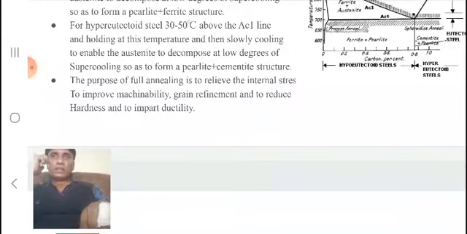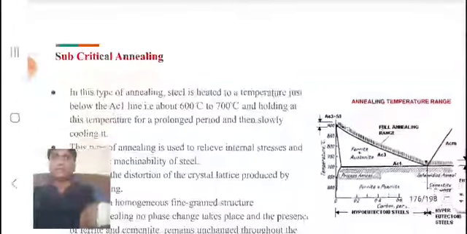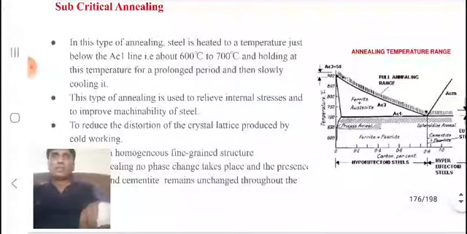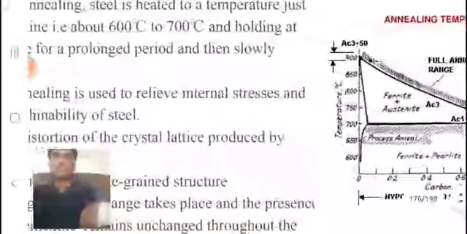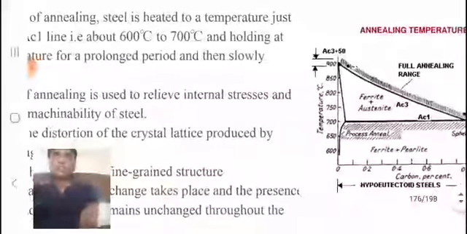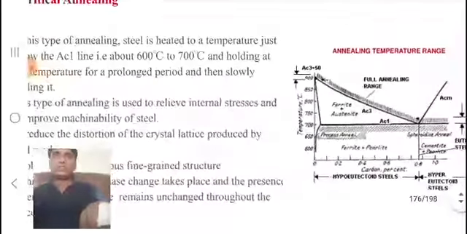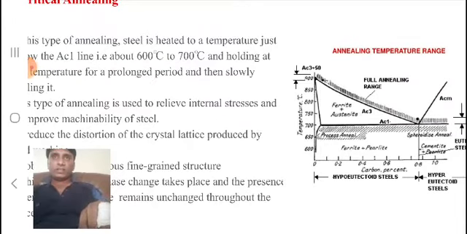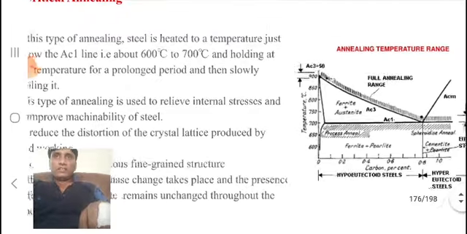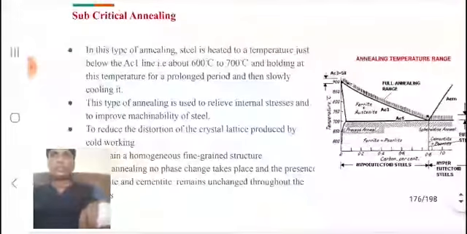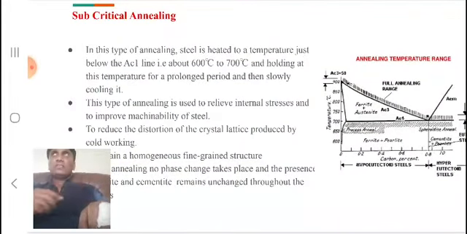And the purpose of full annealing is to relieve the internal stresses, improve machinability, refine grain, reduce hardness and impart ductility. Whereas subcritical annealing and process annealing are both the same. There will be no change for both the hypoeutectoid steel and hypereutectoid steel. Process annealing is conducted just below the A1 line, that is around 600 to 700 degrees centigrade, holding at this temperature for a prolonged period and then slowly cooling it.